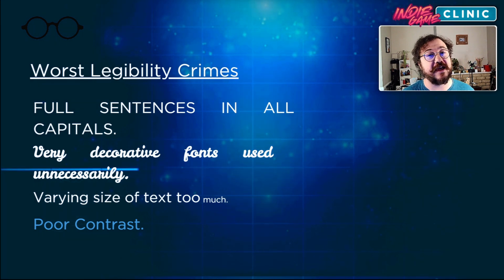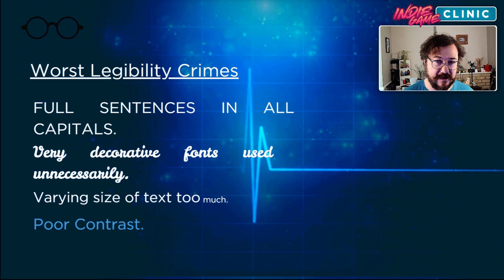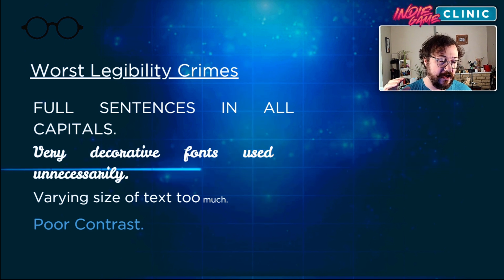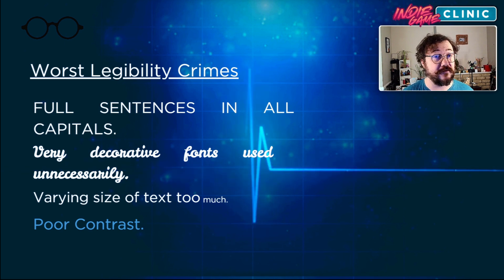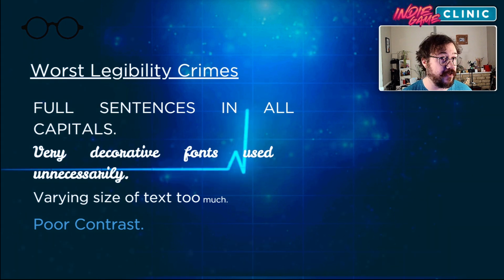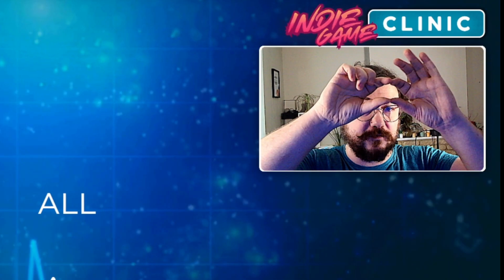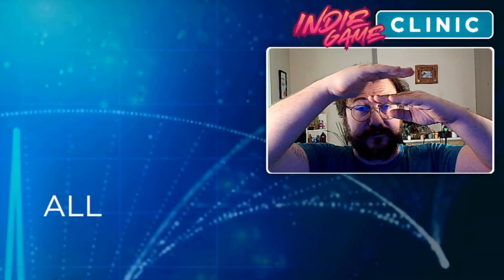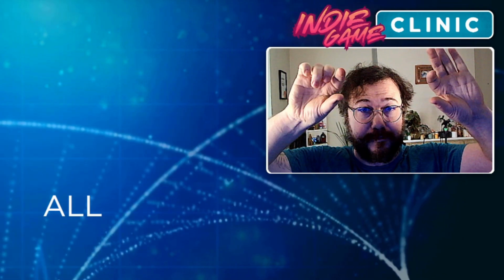But more importantly, it makes your text harder to read, and it's particularly difficult for people who have dyslexia or a visual impairment. And the reason for that is that capital letters tend to all kind of go up and down to the same point in the line.